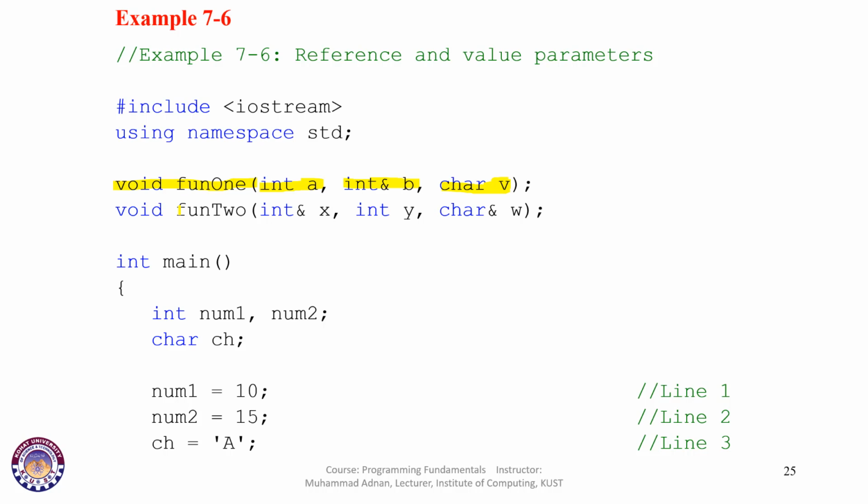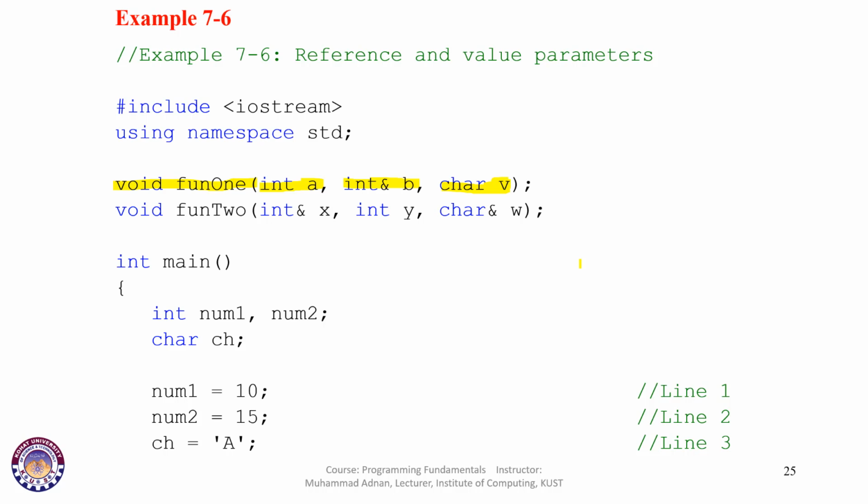Then we have another function called function 2, having a return type of void. Here we are using two reference variables or reference parameters. Remember, reference parameter and reference variables are both the same thing. Whatever you call it doesn't matter. So we have a reference variable x, a simple variable y, and a reference variable w. Remember, these reference variables will store the address of a variable, whereas y will store a copy of the content of the variable that is calling this function 2.